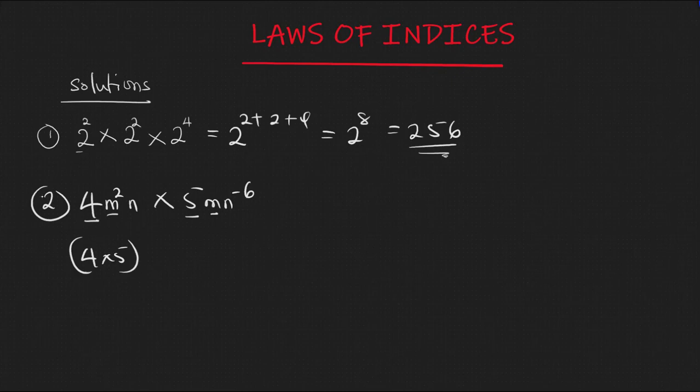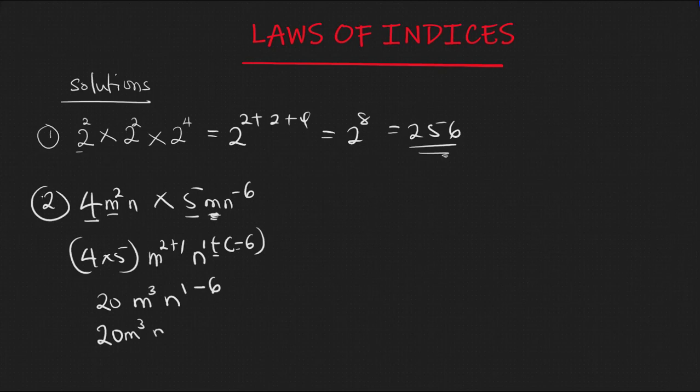Remember that whenever a number or an alphabet exists on its own, it has an invisible power of 1. For example, when you have a, there's an invisible 1 as its power. So this m is raised to power 1, and we'll have m raised to power 2 plus 1. Then we have n raised to power 1 plus negative 6. So 4 times 5 is 20, m raised to power 2 plus 1 is 3, and n raised to power 1 minus 6 is minus 5, giving us 20m cubed n to the power of negative 5. We can say that's our answer.